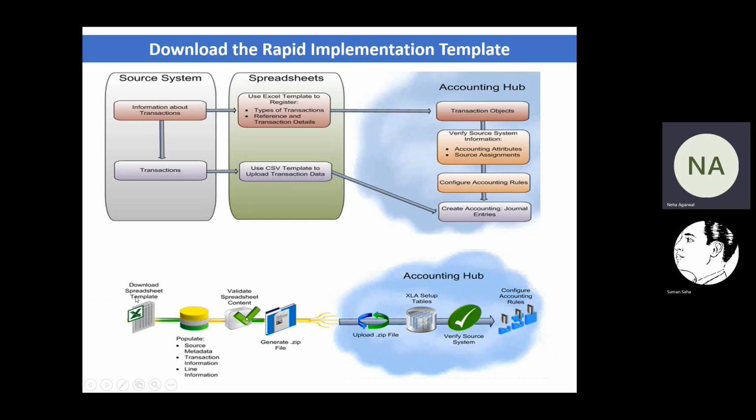So this is all, from here to here. The three steps are to be done outside the Fusion application, and then we upload this zip file in our Fusion application. Once we upload the zip file, the XLA setup tables are created and the system is created. We verify the source system, and after that we configure the accounting rule. So till verifying the source system, we will be looking into it in today's session.